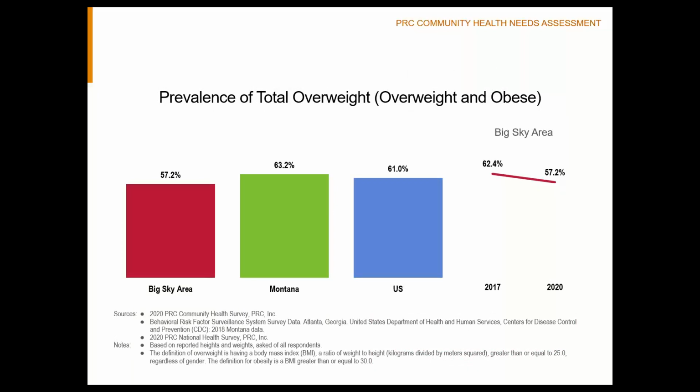Certainly one of the health outcomes from nutrition and physical activity is weight status. And we asked respondents specifically to give us their height and weight. And from that, we calculated their body mass index, or BMI. And their BMI then places that person in a category of being underweight, healthy weight, overweight, or obese. And this chart shows a troubling reality regarding weight status. Over half, 57.2% of the Big Sky area adults, based on their height and weights, are considered to be overweight, similar to the state and the nation, and similar to findings from 2017. And again, overweight is anyone with a BMI of 25 or higher.